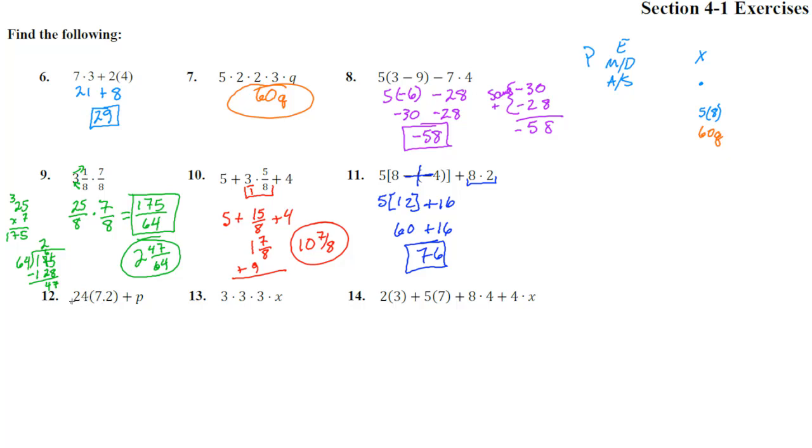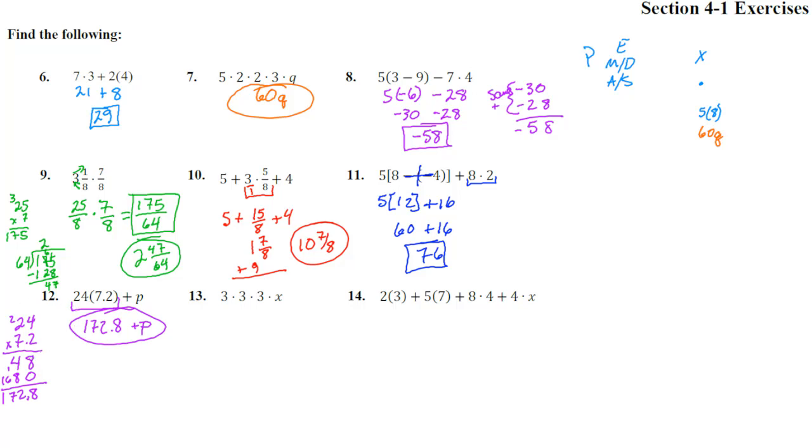Okay, number 12. 24 times 7.2 plus p. I don't know what p is, but okay, let's do that one. 24 times 7.2. 2 times 4 is 8. 2 times 2 is 4. Next column over, next row down. 7 times 4 is 28. 7 times 2 is 14, plus 2 is 16. So 8, 12, carry the 1, 7, 1. So it is, one decimal place, 172.8 plus p. And I don't know what that p is, but there's our answer. That's as simple as we can get it.